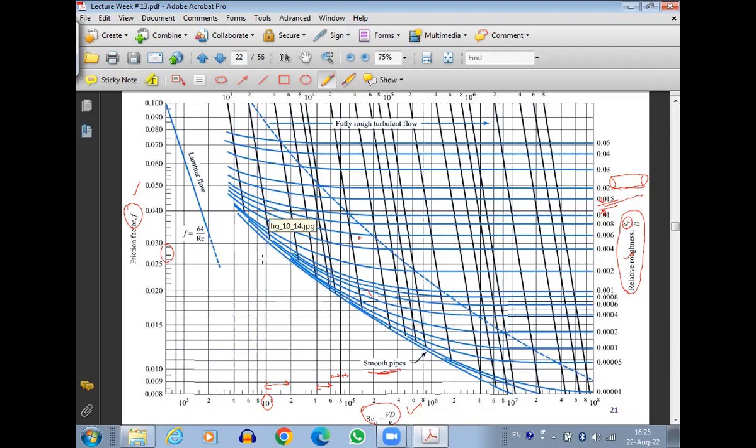Now this is all for the turbulent region, because if you see here, the flow becomes turbulent when the Reynolds number becomes greater than 3000. Less than 2000, it's laminar. 3000 means 3 into 10 to the power 3. So here we have 10 to the power 3. This is 2 into 10 to the power 3. So 3 into 10 to the power 3 will be somewhere here. This is the point below which we have the transition region. This is the laminar region, and this region is all turbulent.